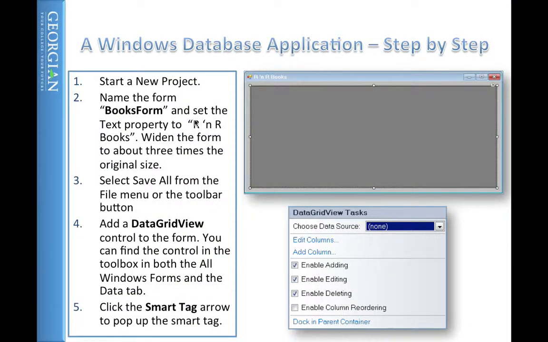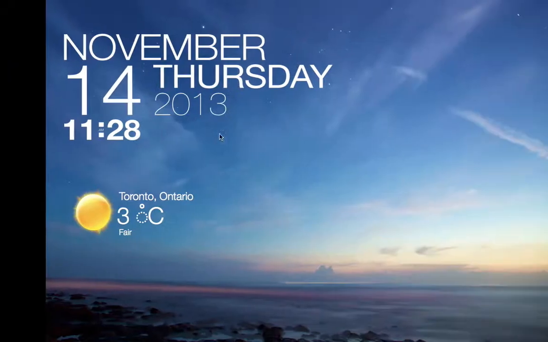So I want to call this thing Books Form, right? And I want to set the text property to R&R Books. So let's follow this example. And if you can follow it online with me here, or if you download the PDFs from Blackboard, you can do it there as well. So Books Form and R&R Books.